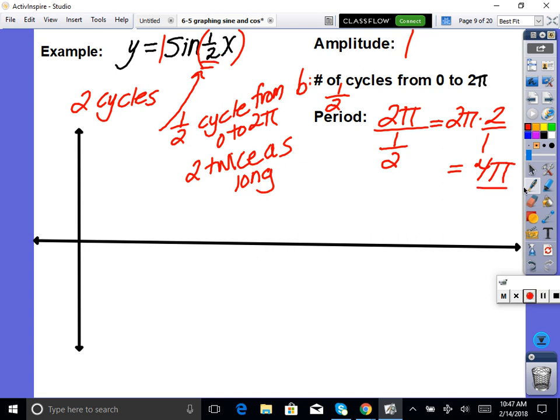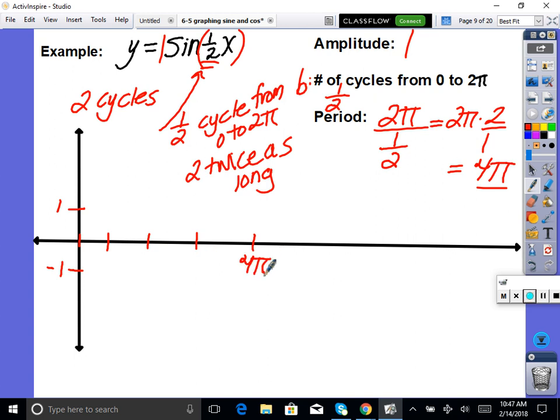Okay, cool. Now let's go ahead and graph this. So here we go. Starting at 0, our amplitude is up 1, down 1. That's the first thing I start with. Then I put in my tick marks. So I'm going over 1, 2, 3, 4. And that would put us at a length of 4 pi.